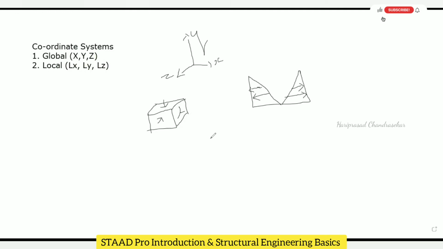We can say global does not depend on the element, but local completely depends on the element. So in the same x, y, z, if you are tilting the element, its local axis will also be tilted. You understood now?